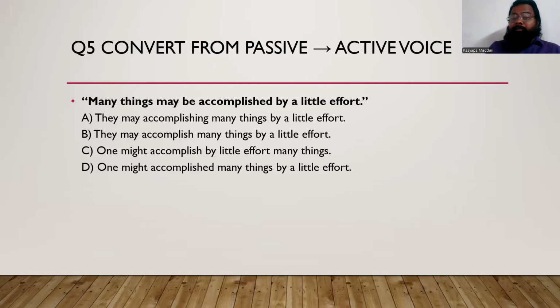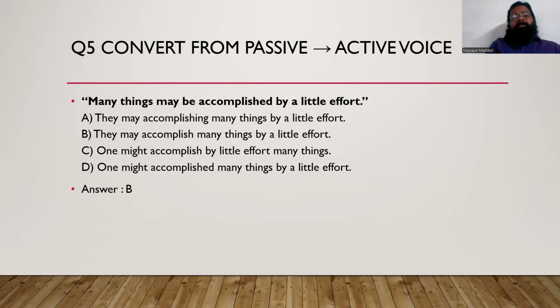This you can use as an answer, because it is in future simple tense and it can be the answer. Option C, one might accomplish by little effort many things. Option D, one might accomplish many things by little effort. So option D is obviously wrong. So it should be option B or option C, right? Let us see what's the answer. The answer is option B. They may accomplish many things by a little effort. Many things may be accomplished by a little effort.